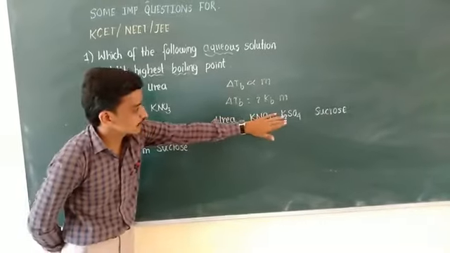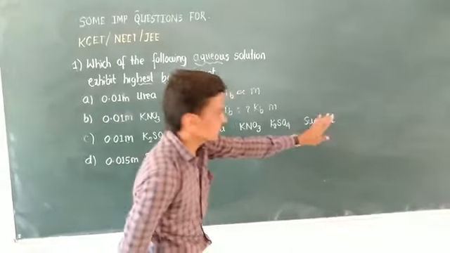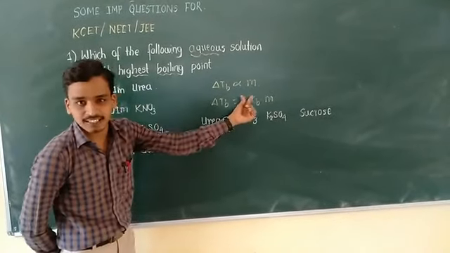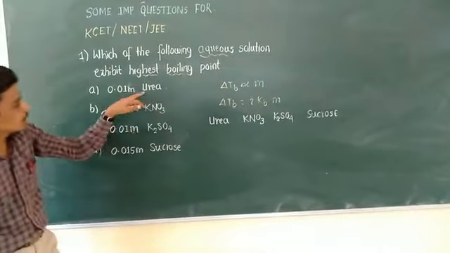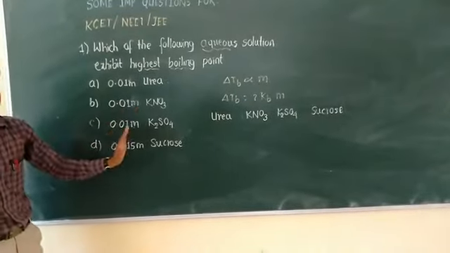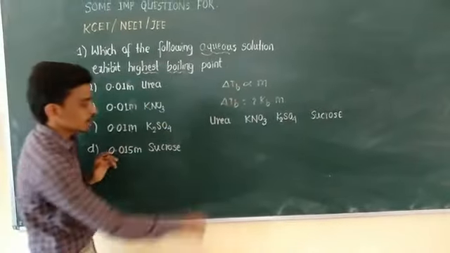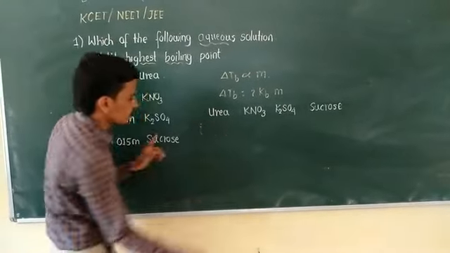Urea, KNO3, K2SO4, and the next one is sucrose. Okay, here the answer depends only on the Van 't Hoff factor as well as molarity. And molarity is given to you in the options, but the Van 't Hoff factor has to be identified from theoretical knowledge. Okay, you already know this Van 't Hoff factor.